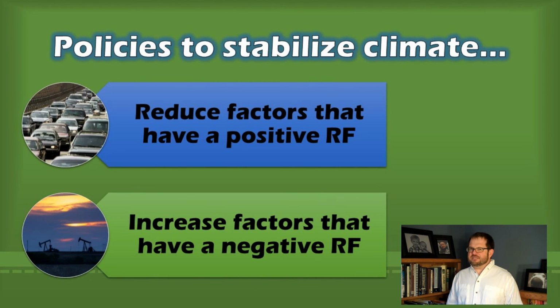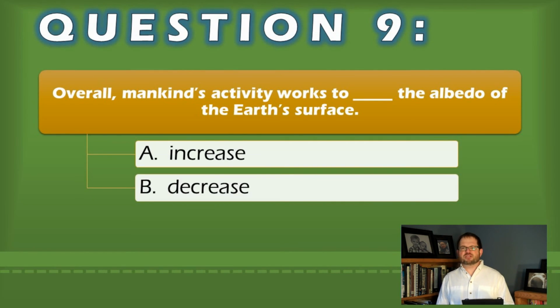All right, as we finish up this lecture here, let's ask a couple more questions. Question 9. Overall, mankind's activity works to blank the albedo of the Earth's surface. Overall, has mankind increased or decreased the albedo of the Earth? Make a choice from those two options. Get a little feedback before you move on to the 10th question.